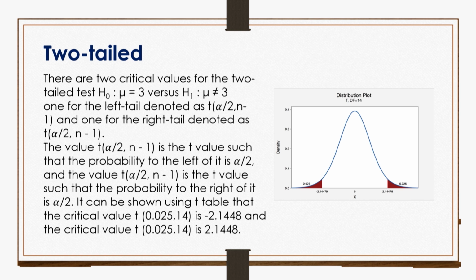Here, the t value can be computed through the property of the left of it being alpha by 2, and the value of t with alpha by 2 comma n minus 1 gives the t value such that the probability to the right of it is alpha by 2. It can be shown using a t table that the critical value can be computed as t of 0.025 comma 14, which is minus 2.1448, which can be computed as given here.